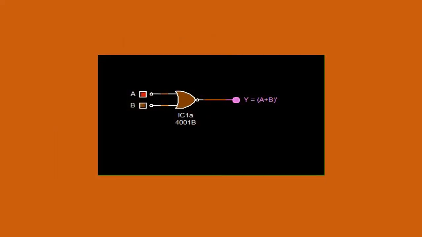So, this is the circuit symbol of a NOR gate. A is one input and B is the other input. Y is the output. Y equals (A OR B) whole bar. That means a NOT gate follows an OR gate. The NOR gate chip number is 7402.